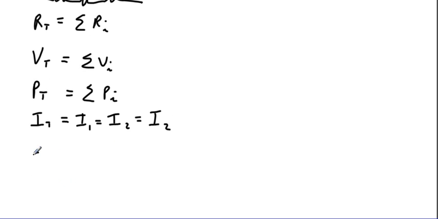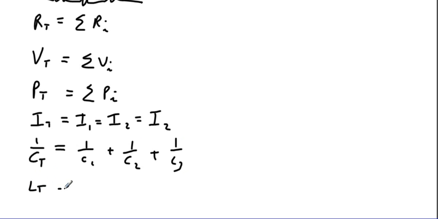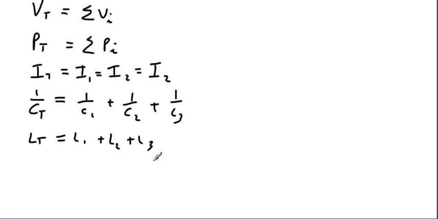My total capacitance follows a 1 over rule: 1 over C total is 1 over C1 plus 1 over C2 plus 1 over C3. My total inductance adds: L1 plus L2 plus L3. My conductance follows a 1 over rule: 1 over G total is 1 over G1 plus 1 over G2 plus 1 over G3.